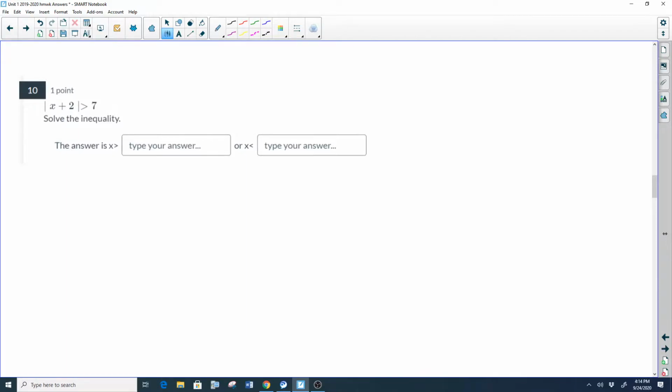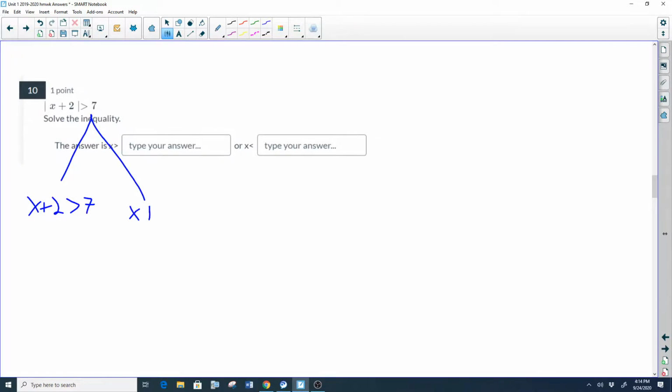So we're going to go ahead and do inequalities now. Inequalities, still absolute value, very similar, but you just have to change two things. So we're going to do the absolute value of x plus 2 is greater than 7. Drop the absolute value symbol. There we go. So x plus 2 is greater than 7.